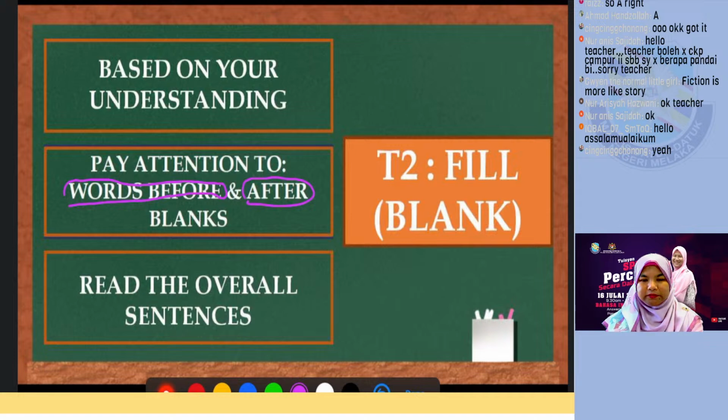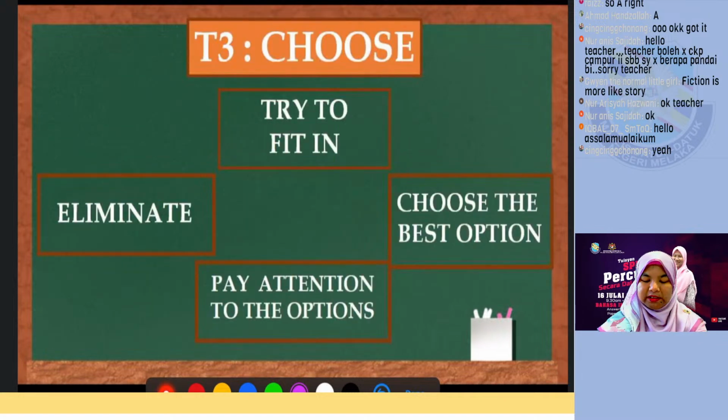Okay, then, if it is still not really helpful for you, you need to read the overall sentence. Overall sentence means the overall sentence in the paragraph. Baca keseluruhan ayat. Okay, 3. After you have done your reading, the word or the sentence before and after the blank, and you have read the overall sentence, now it is time for you to choose your option.